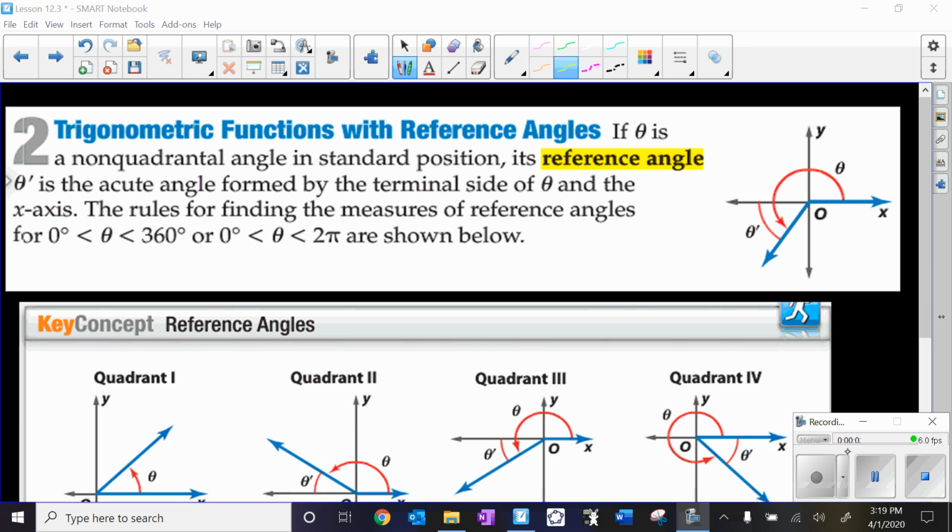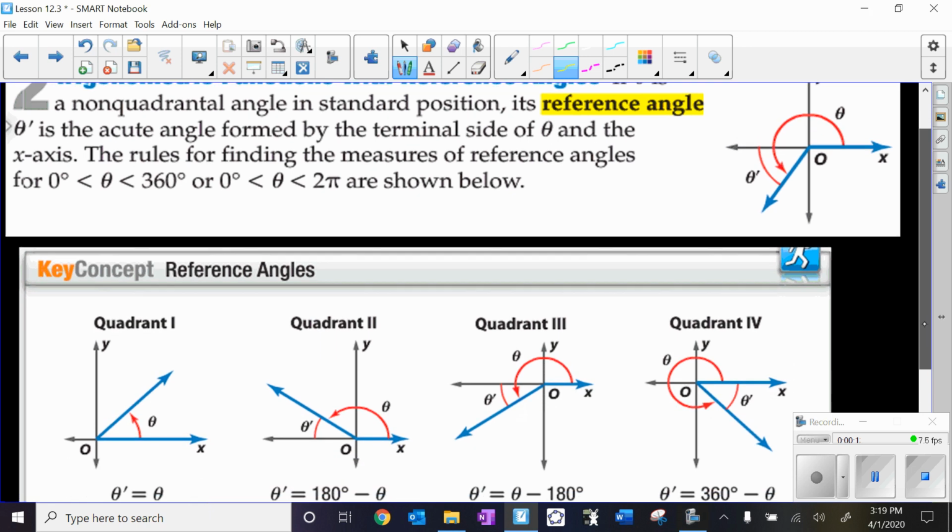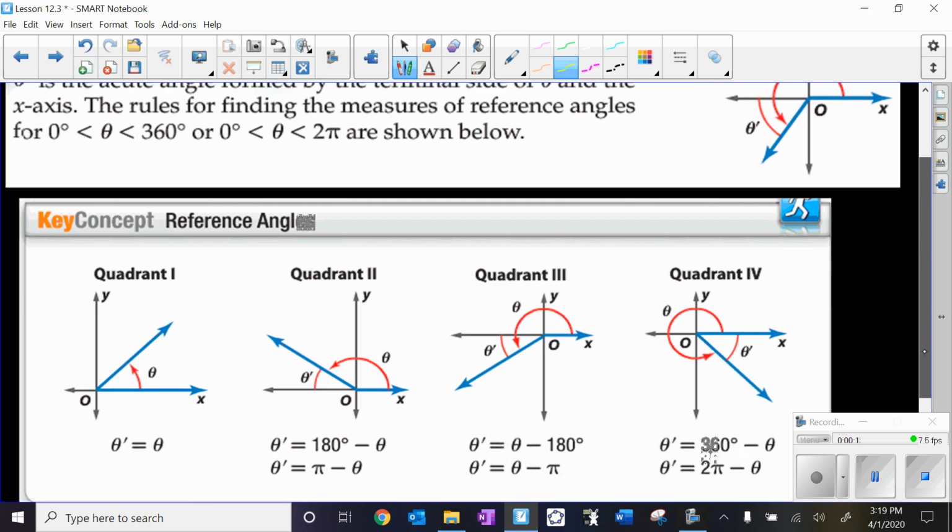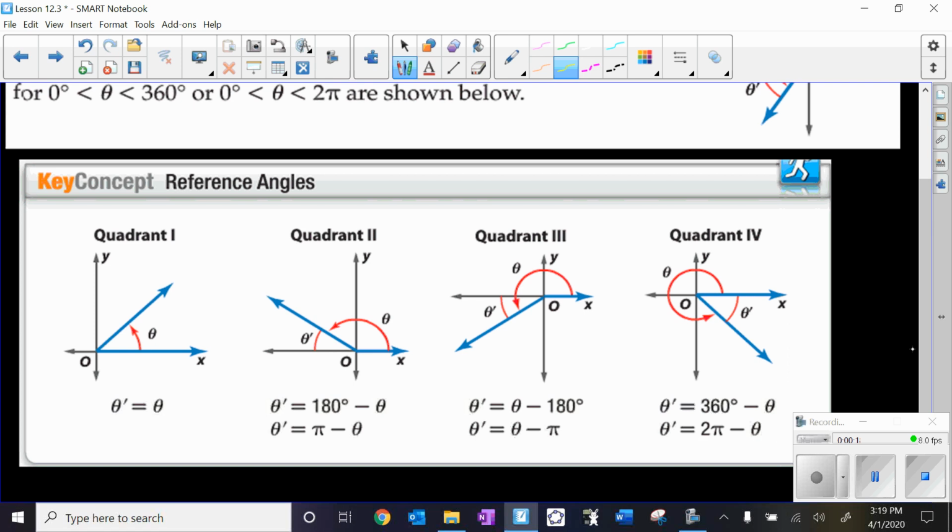The second part of this lesson is looking at reference angles and then being able to find trig functions off of those reference angles. A reference angle is always going to be an angle measure that is between 0 and 90 degrees. I know this gets a little confusing when I look at all three of these pictures, but if I notice where the reference angle is located, the reference angle on this first picture off to the left here is with the terminal side and the x-axis.